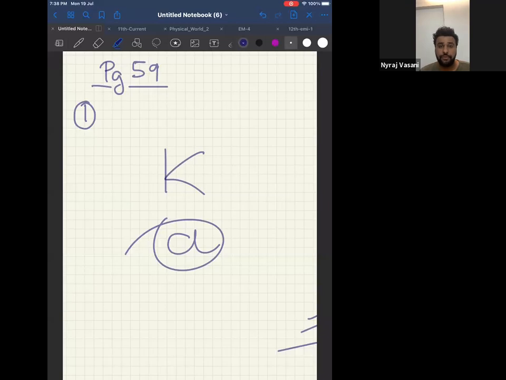Second one, you have to solve and get the answer. I'll tell you the logic, but before that, tell me if you can manage it. Little bit of solving is required. Start. Page number 59, question 2.